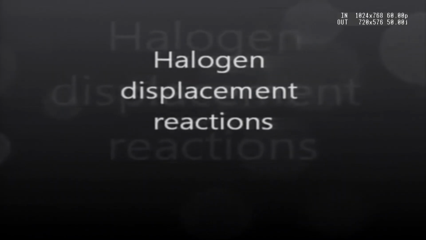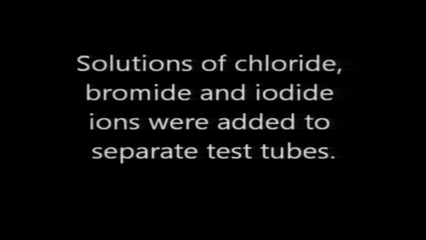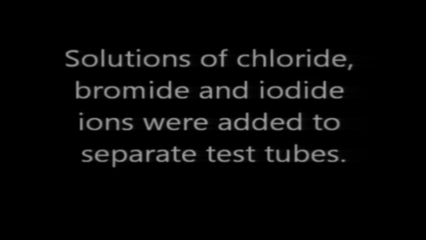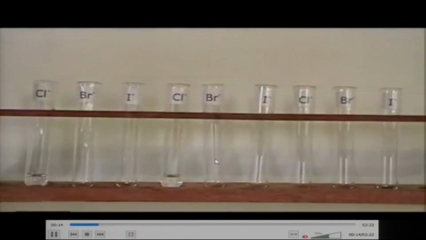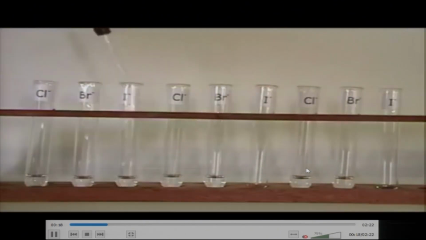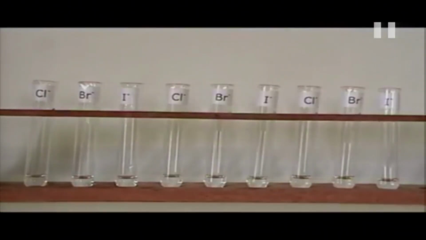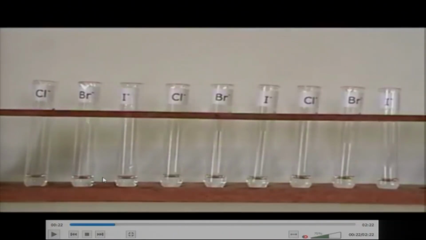We're now going to have the solutions of each halide in these beakers. So we're having one set, chloride, bromide, iodide, and another set, the same thing. The set we have at the first is the set we have the second, and the third.